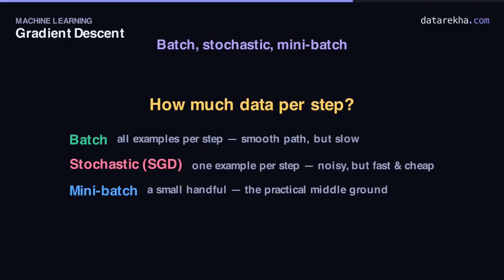Stochastic descent, SGD, swings to the other extreme, using just one random example per step. It's fast and cheap, but the gradient is a noisy estimate, so the path jitters. Mini-batch splits the difference, a small handful at a time, and it's what almost everyone actually uses.